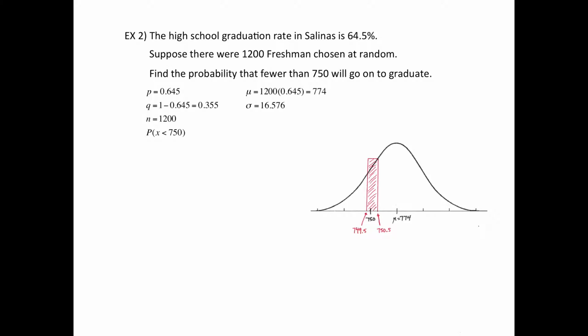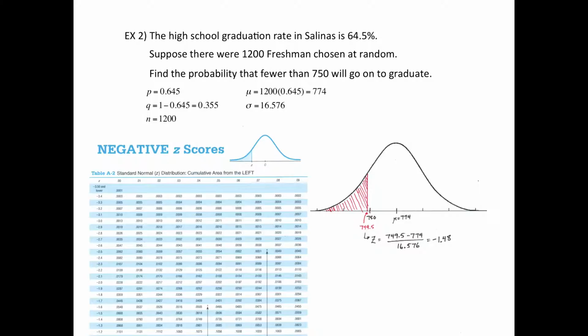So which of those 2 red numbers do we use as we shade? This says shade to the left, and because it said fewer, we're not supposed to include the 750. So that means we're going to start at 749.5 and then shade to the left. Then pop out the Z formula. It tells us it's a negative 1.48. Look at the negative Z scores. 1.48 would be right here. And this table gives us the left tail, so that's just going to be the answer right there, 0.0694.